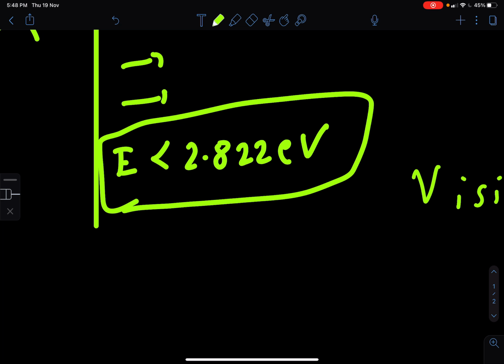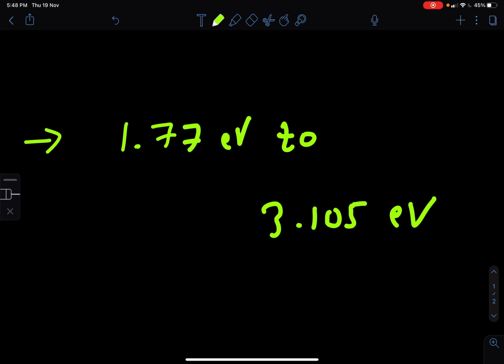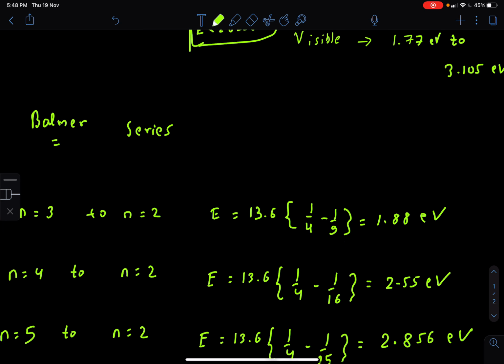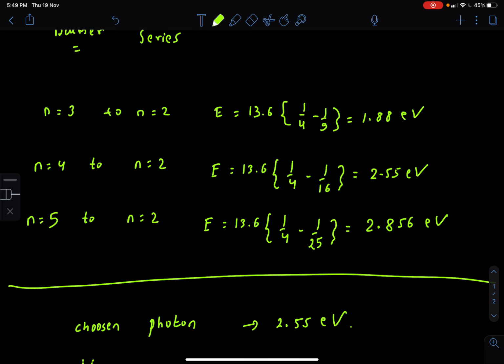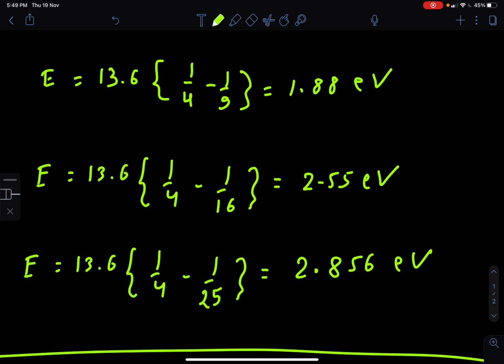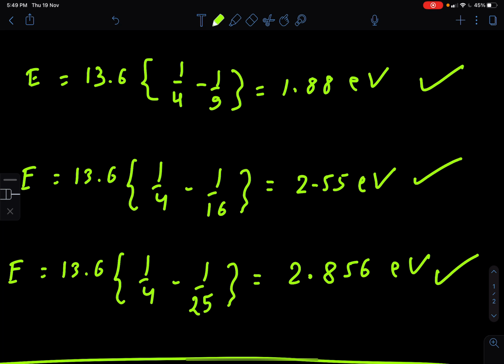So which photon has energy which is less than 2.822, that photon is coming out of the hydrogen spectrum and it is having the highest possible energy but is still less than 2.822. So you see this 2.822 is falling in the visible range, because visible range is this 1.77 to 3.105. So let's talk about this Balmer series. If you find out the energies in the various transitions of Balmer series, like 3 to 2, 4 to 2, 5 to 2, you'll get 1.88, 2.55, 2.856.